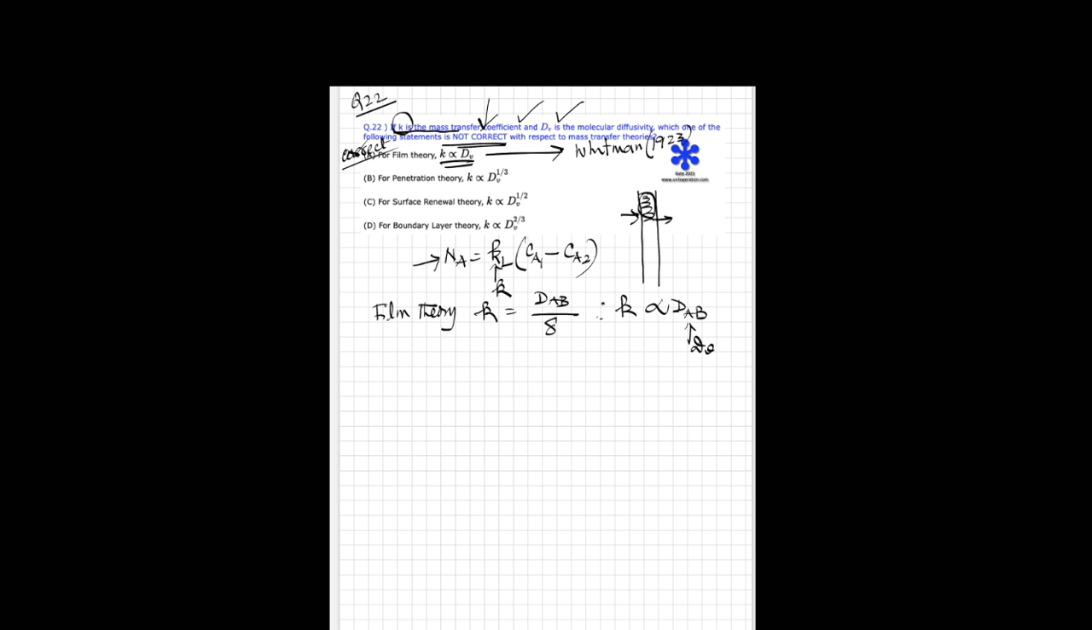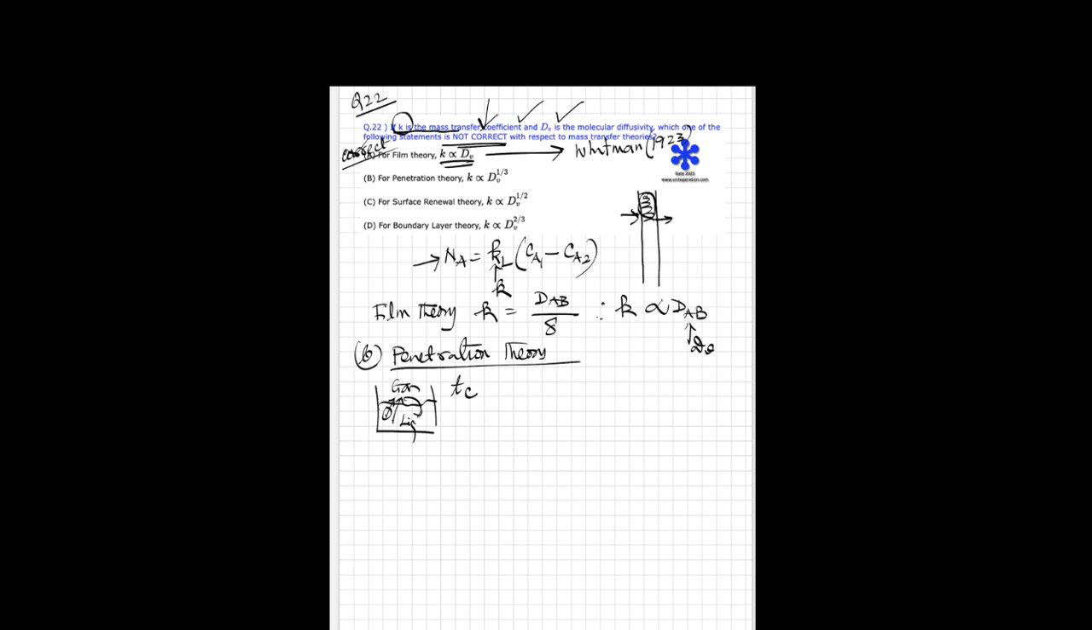Okay, penetration theory. You know that according to penetration theory, let's say there's a mass transfer, so let's say this is a gas and this is liquid. We assume that the packets of fluid just go up to the surface and get exposed for a fixed time. Let's call that exposure time Tc, and then there's a mass transfer, and then it comes back here and another packet goes up. That's basically the penetration theory.